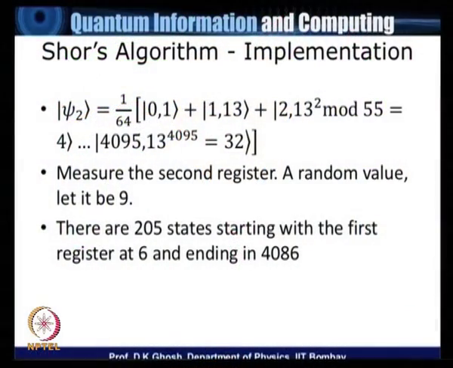For our purpose we have said that suppose the second register turned out to give us 9 as the measured value. Now if the second register has 9, then the minimum value for which this is valid, as we have seen in the table, is 6. So I start with 6, then I have 26, 46, 66, etc., and go on till I finish this within 4096. Now that will give us 205 possible states.